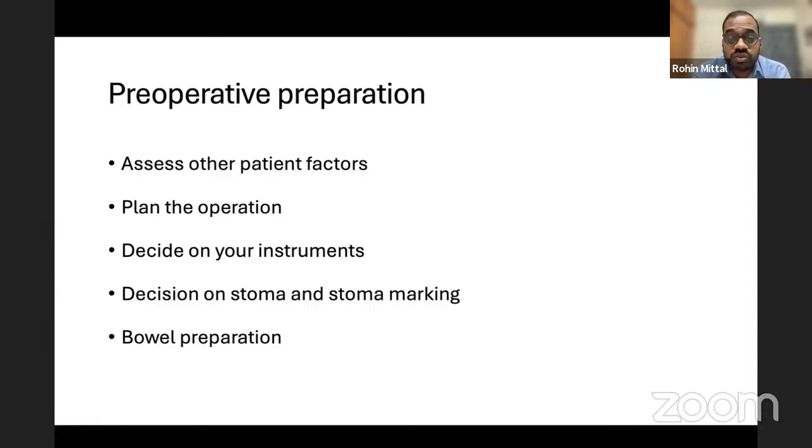Think about whether you're going to do a stoma, and if a stoma is planned, mark it preoperatively. It's always better to have a stoma marking preoperatively than to choose a spot during the operation. And then think about bowel preparation. We routinely bowel prep all our patients, but some people don't. But you should know what you're doing and do accordingly.